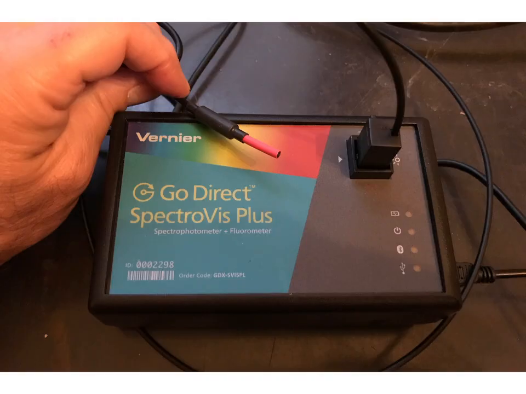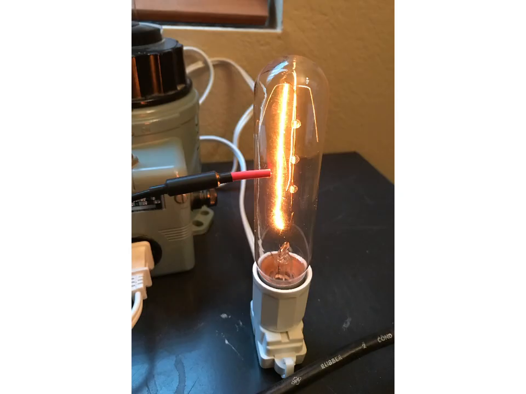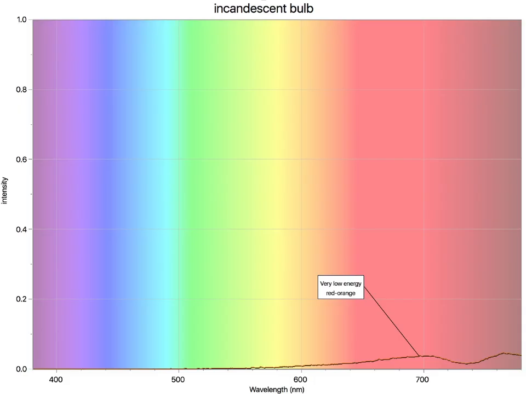To more closely analyze the light emitted by the filament, a spectrophotometer is needed. Here, a Vernier Go Direct SpectroVis Plus with optional optical fiber is used. Light from the filament is directed to the SpectroVis, and the spectroanalysis software breaks the light into its component colors. This is the spectrum when the filament is barely glowing red. Note that the graph is a plot of intensity versus wavelength of light in nanometers.